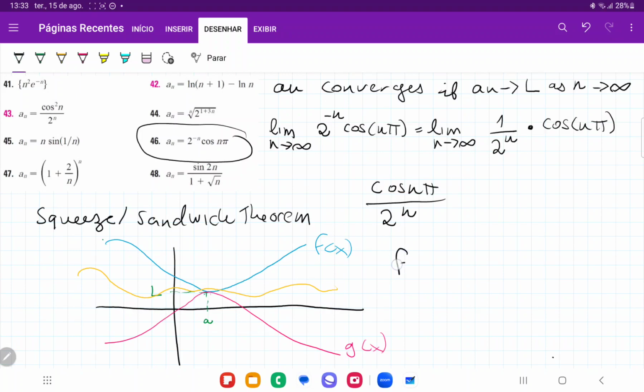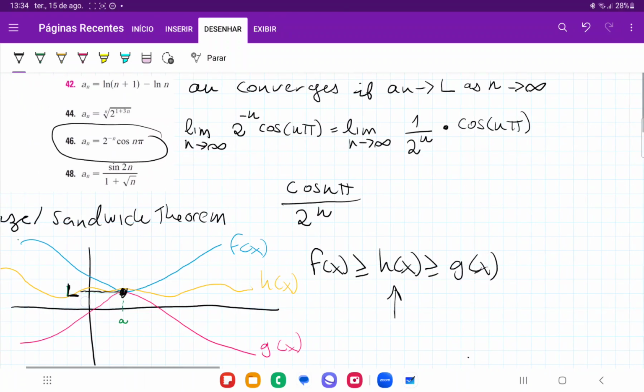So f of x is greater than or equal to h of x, which is greater than or equal to g of x. And this basically means that if h of x is sandwiched between these two functions, and if the limit of the upper and the lower functions as x approaches a is L, then the middle function, because it was sandwiched, must also have the same limit L, right? And so this idea is also valid for sequences.